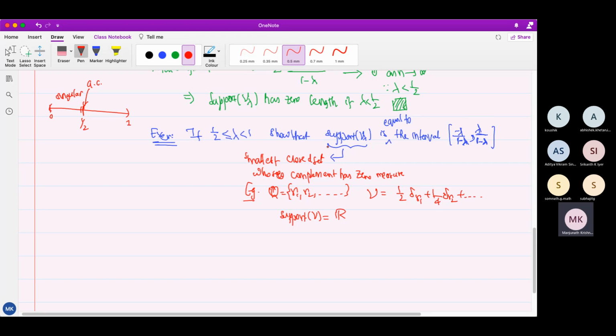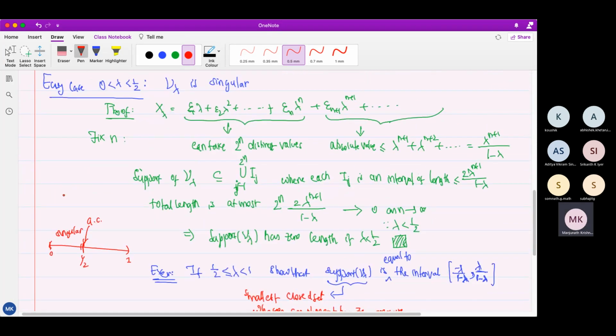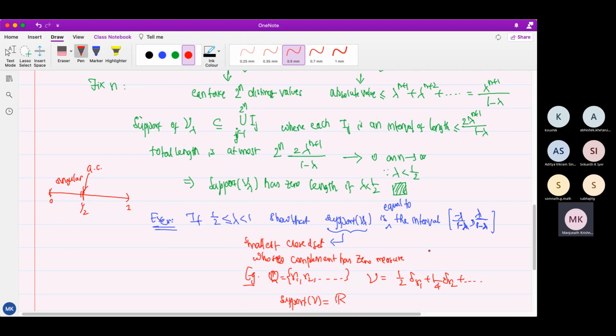Okay, but this is an exercise. Show that the support is this. No gaps are there. Okay, any questions so far? At any time, please interrupt me if there are questions.